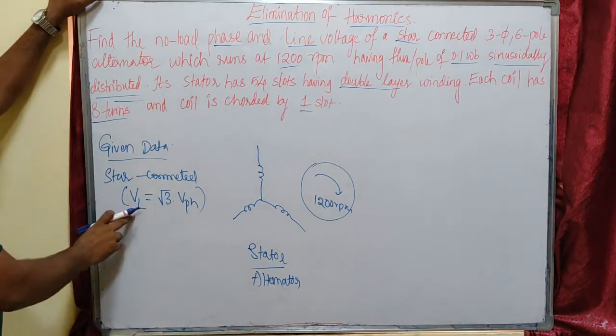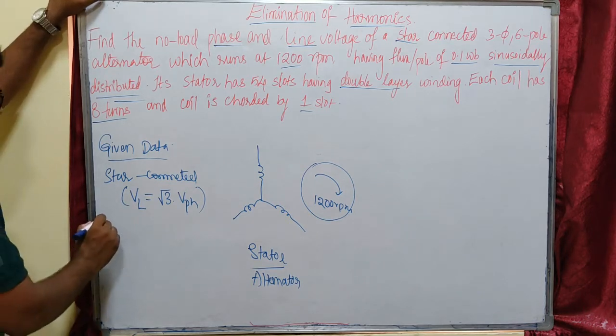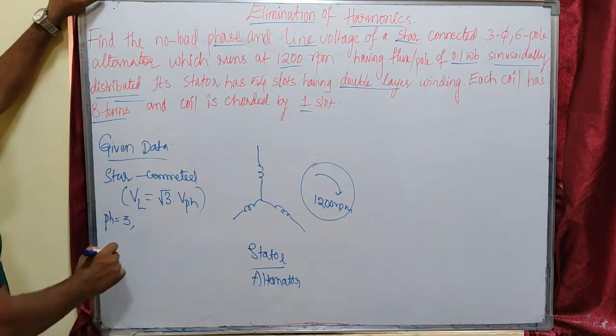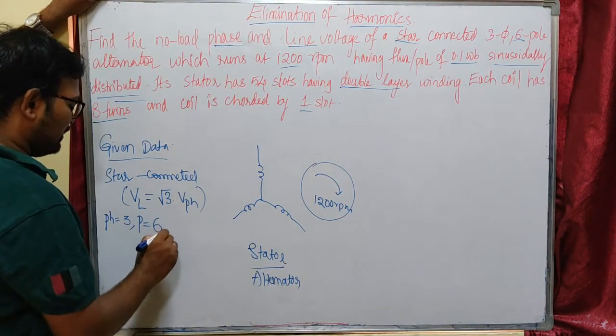But in case of star, line voltage should be equal to √3 times phase voltage. Now in 3 phase, the number of phases is 3, and the number of poles is 6. Okay, I am writing the given data.